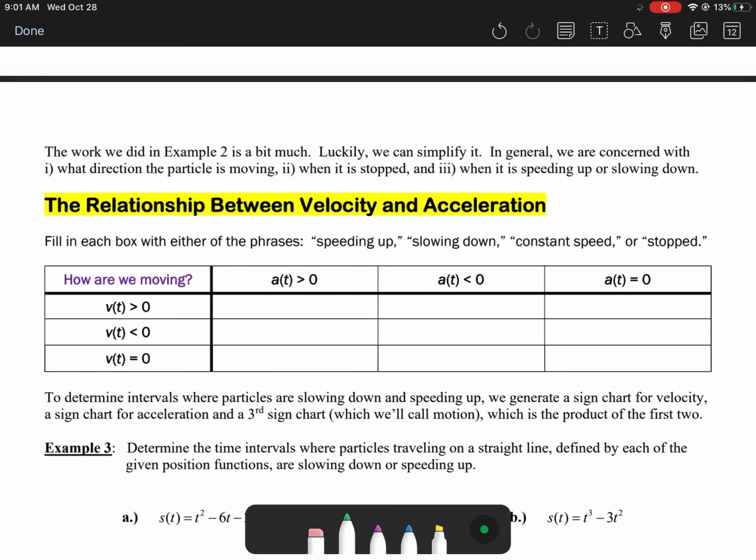Okay, so what I want you to do is pause this video and then come back and fill out each and every one of these. So is it speeding up? Is it slowing down? Is it constant, or has it stopped? So again, go ahead, pause the video, and then come back and check your answers.